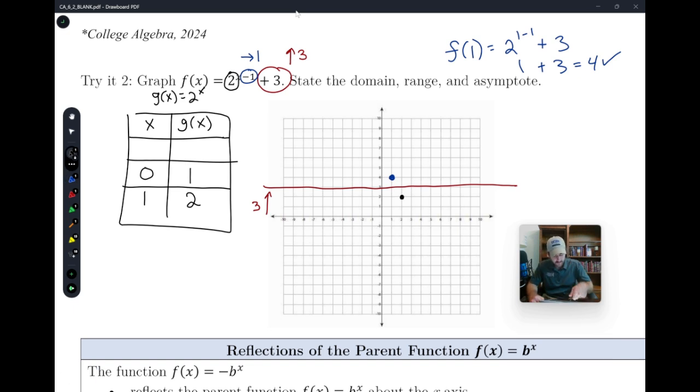Our second point we were going to plot was 1, 2. But if we take the point 1, 2, and we shift it up 3, 1, 2, 3, and over 1, we get the point 2, 5. Whoops, 1, 4 and 2, 5. And so using those 2 points, we can graph what our exponential is going to look like.